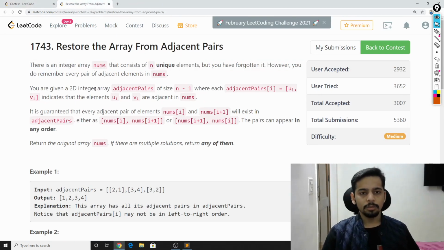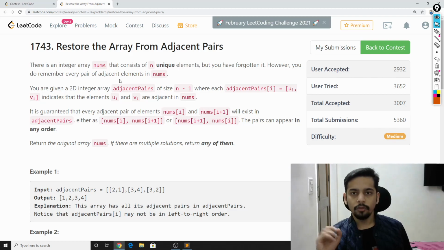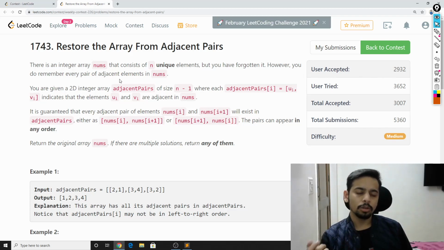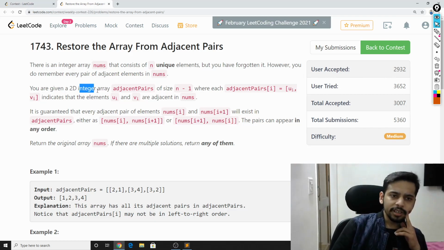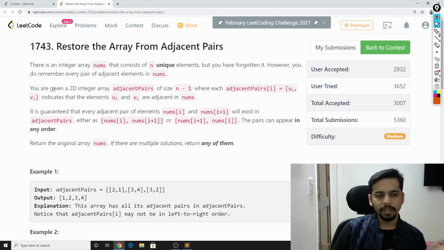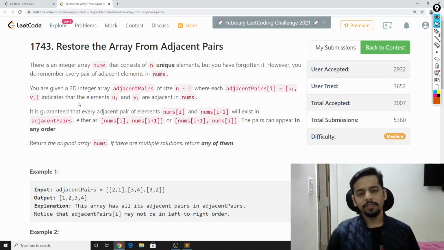There's an integer array nums that consists of n unique elements. Okay, but you've forgotten it, of course. However, you do remember every pair of adjacent elements in nums. You're given a 2D integer array adjacentPairs of size n minus 1, where adjacentPairs[i] is [ui, vi], which indicates that elements ui and vi are adjacent in nums.